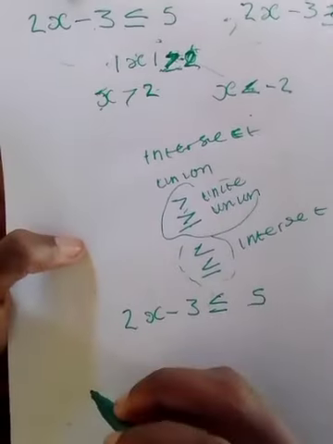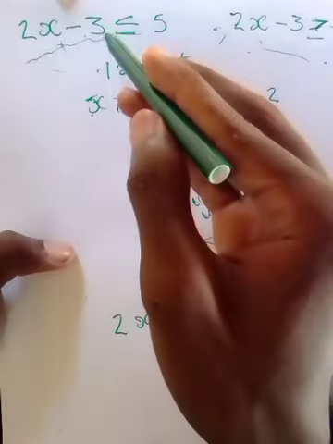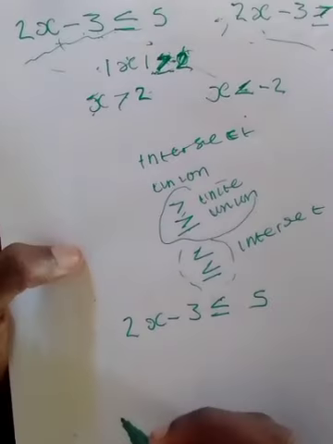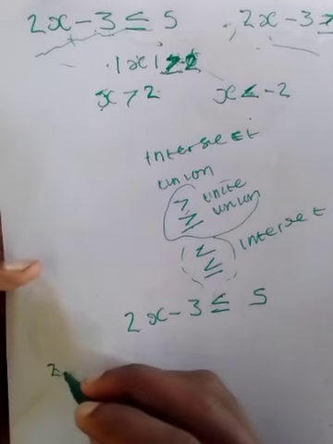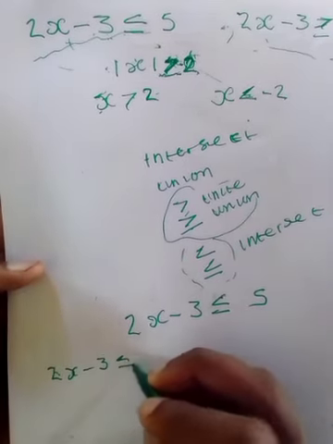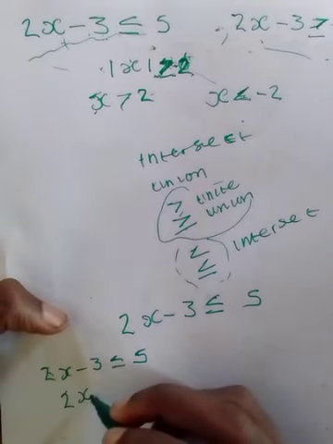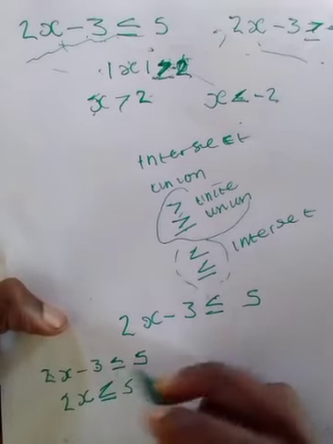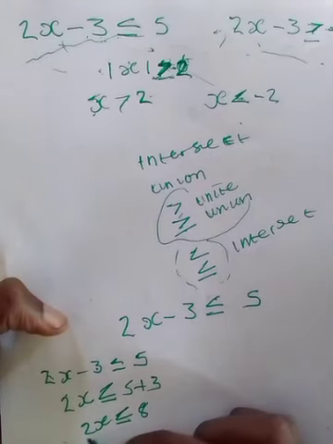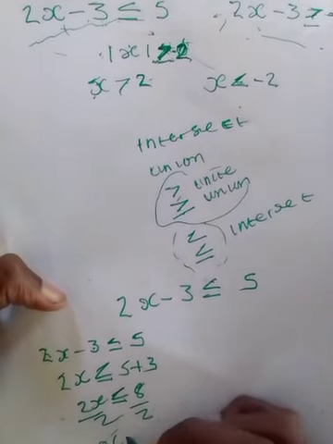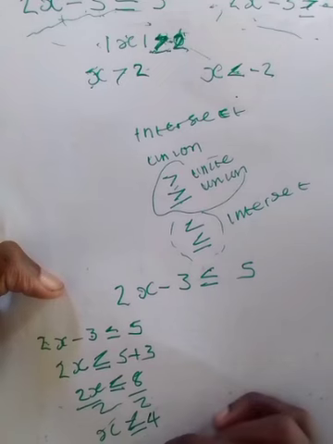So remember, I've split them into two equations, this one and this one. Let me begin by solving the one on the left hand side. It is going to be 2x minus 3 less than or equal to 5. I'm going to make x the subject of the formula, so this 3 is going to go on this side. I'm going to have 2x less than or equal to 8. Divide 2 by 2. I'm going to get my final answer, that is going to be 4, right? So I'll keep this answer.